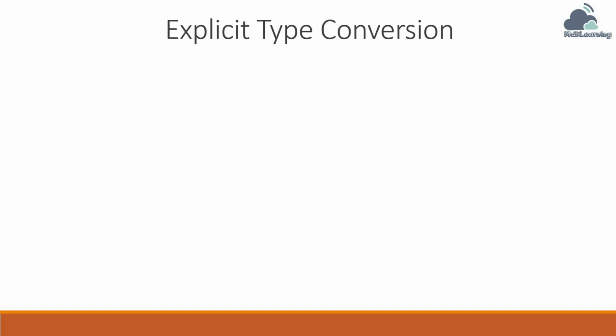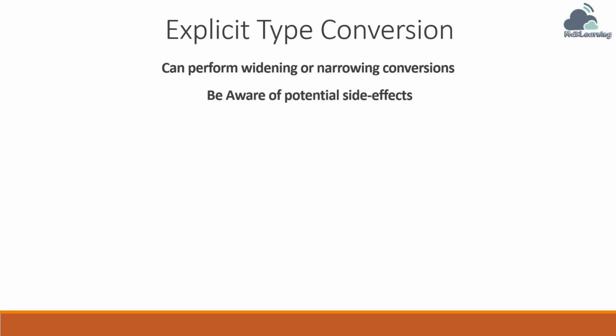So now explicit type conversions. Again, this is a scenario where we're telling the compiler the exact conversion that we want to have occur. So that gives us control. So we can perform both widening and narrowing conversions. The thing we need to be aware of, because the compiler will do whatever we ask it to do in this situation, we need to be aware that there are some potential side effects that may occur that may not be what you want to have happen.